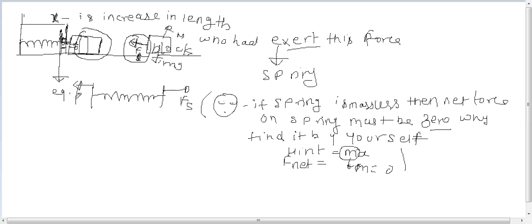So this is the Fs. Okay, so the question is who applied this force? Who applied this force? The answer is the wall. Okay, the wall. So the spring applies a force on the wall. Of course, this is the wall. So this is the force by the spring.